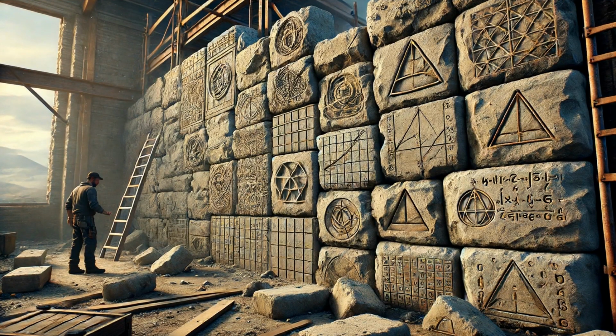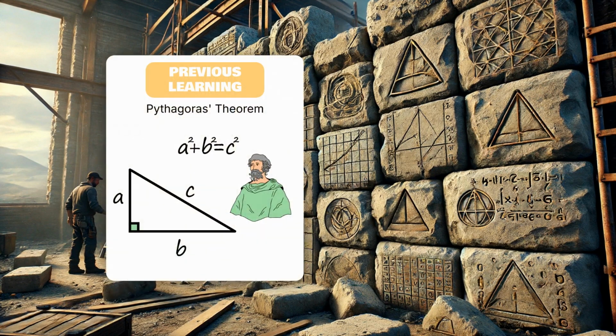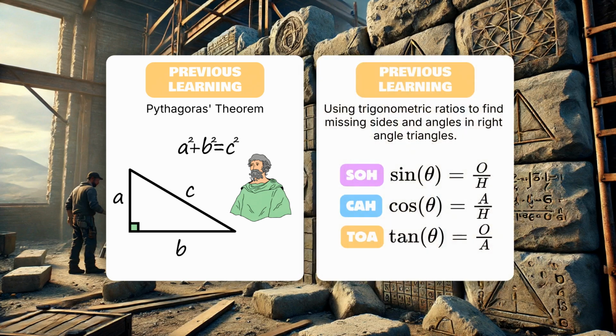In our previous lessons, we've established a solid foundation by discussing Pythagoras' theorem, as well as the trigonometric ratios of sine, cos, and tan to find missing sides and angles in right-angled triangles. With this foundation in place, we are now ready to explore the sine and cosine rules. These techniques are especially valuable because they allow us to solve for unknown sides and angles in any triangle, not just right-angled ones. Let's get started.